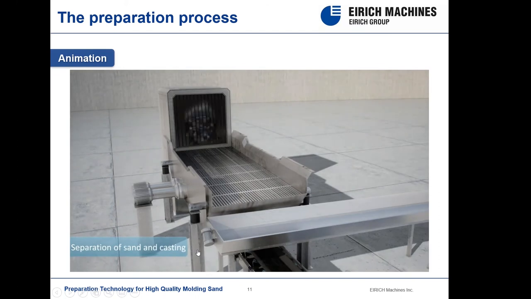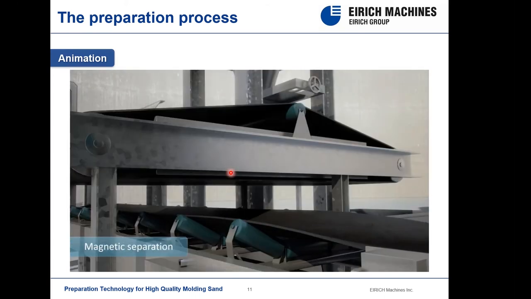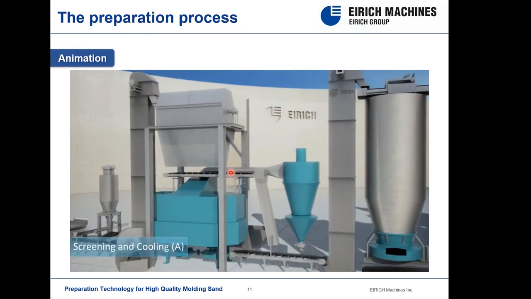So we're going to start on the shakeout. Once we have the casting coming out, we have the hot sand coming and being separated from the casting. You know that sand is normally very hot and very dry after being in contact with the molten metal. After that, we go to the magnetic separation to take away all the metal pieces, a little piece of the runners and risers that go with the sand. They're taken away from the sand with this magnetic separation, of course, if you are pouring iron or steel.